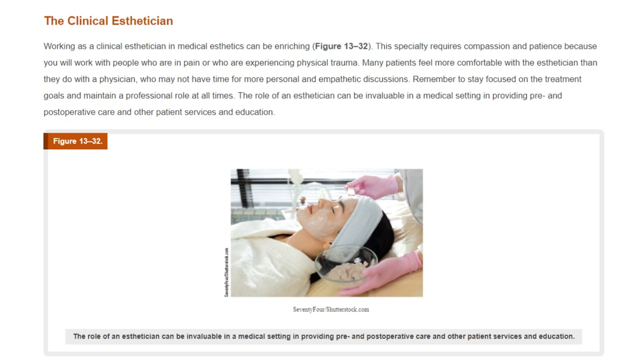The clinical esthetician. Working as a clinical esthetician in medical aesthetics can be enriching. This specialty requires compassion and patience because you will work with people who are in pain or who are experiencing physical trauma. Many patients feel more comfortable with the esthetician than they do with a physician, who may not have time for more personal and empathetic discussions. Remember to stay focused on the treatment goals and maintain a professional role at all times. The role of an esthetician can be invaluable in a medical setting in providing pre- and postoperative care and other patient services and education. Figure 13:32.